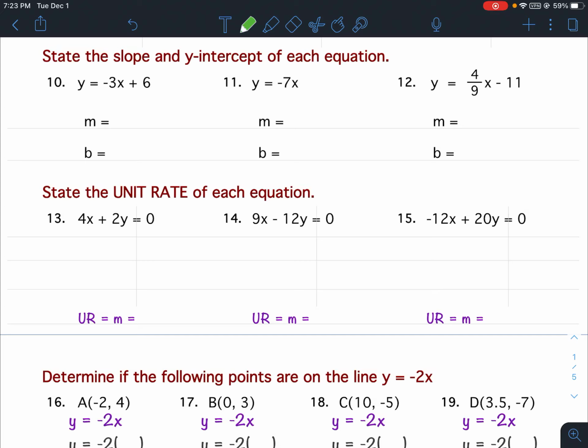Proportional Relationships Worksheet, questions 10 through 15. I'm going to start with 10 through 12. For 10 through 12, you're simply naming the slope and the y-intercept for each equation.